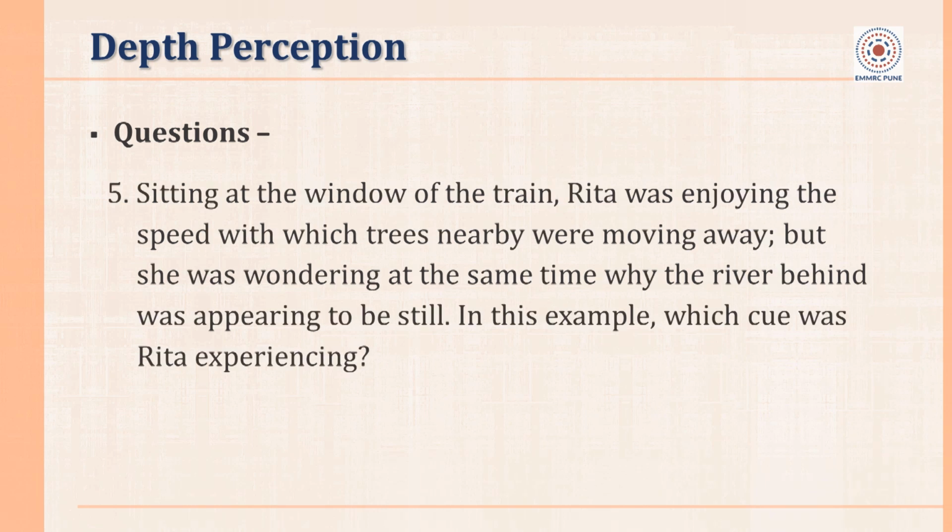Question 5. Sitting at the window of the train, Rita was enjoying the speed with which trees nearby were moving away. But she was wondering at the same time why the river behind the trees was appearing to be still. In this example, which cue was Rita experiencing? Answer of question 5 is motion parallax.